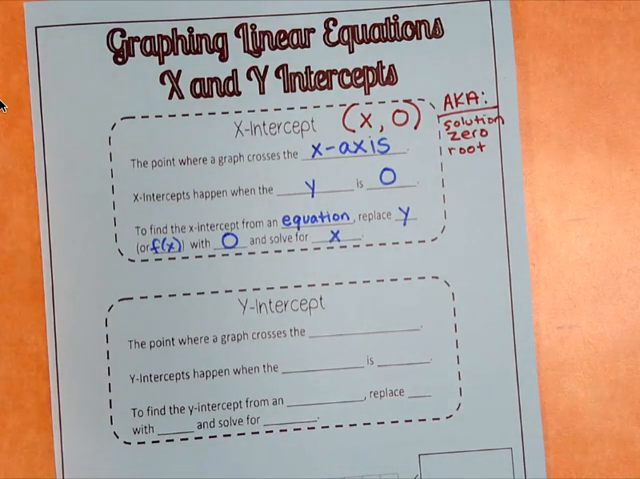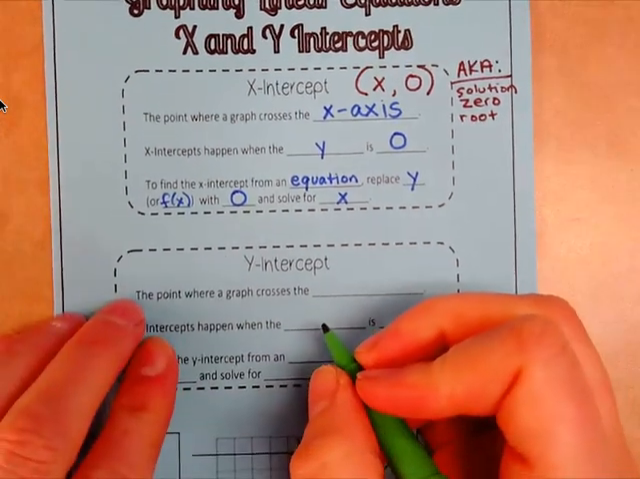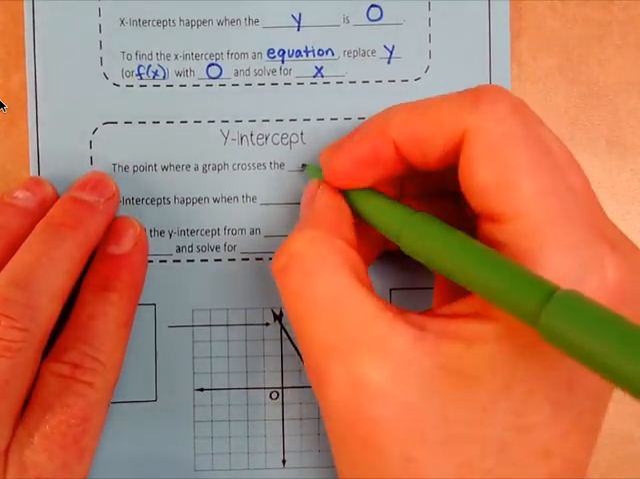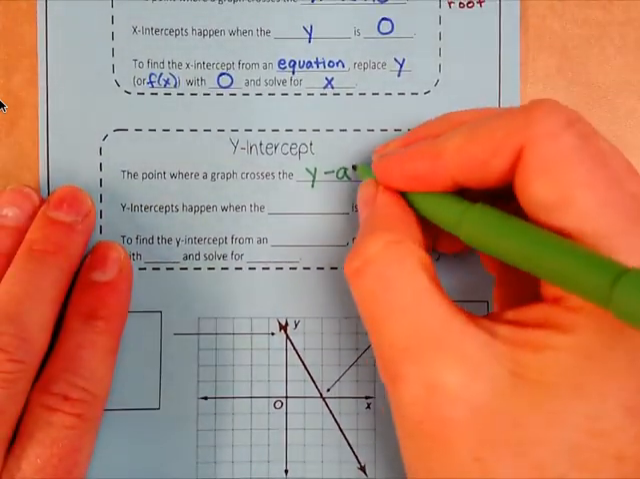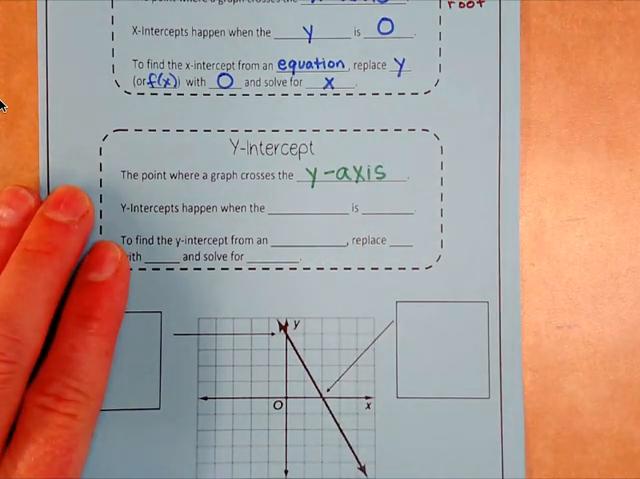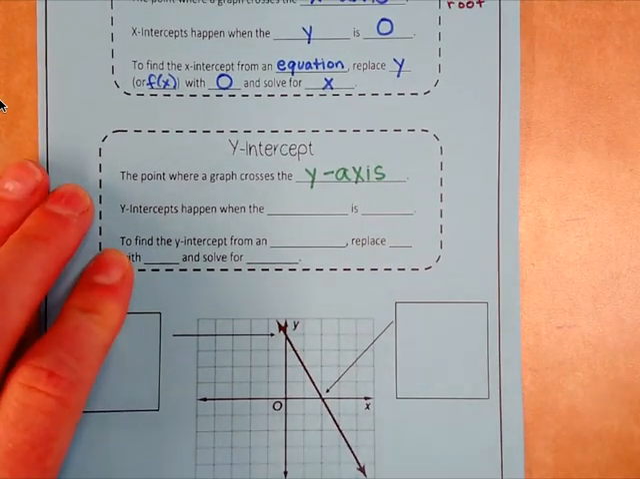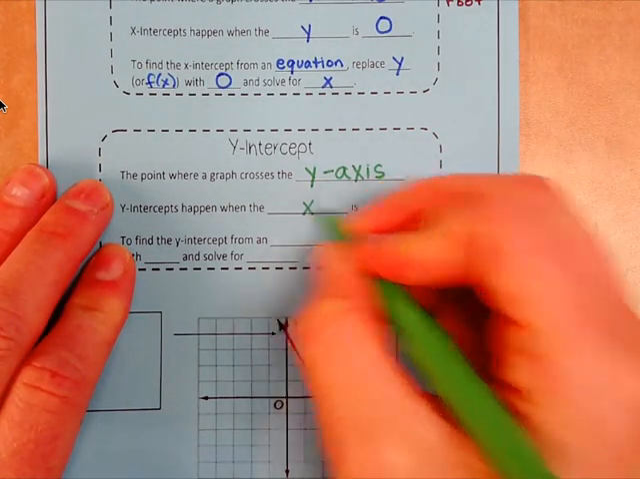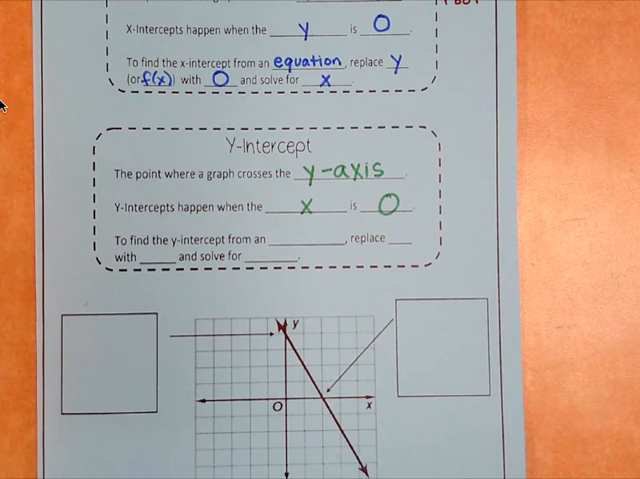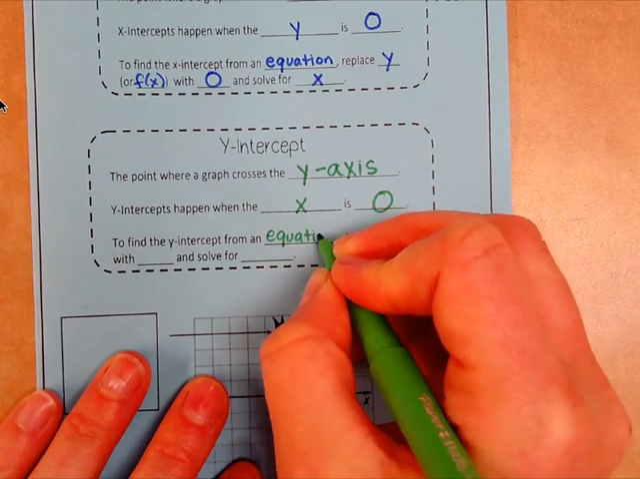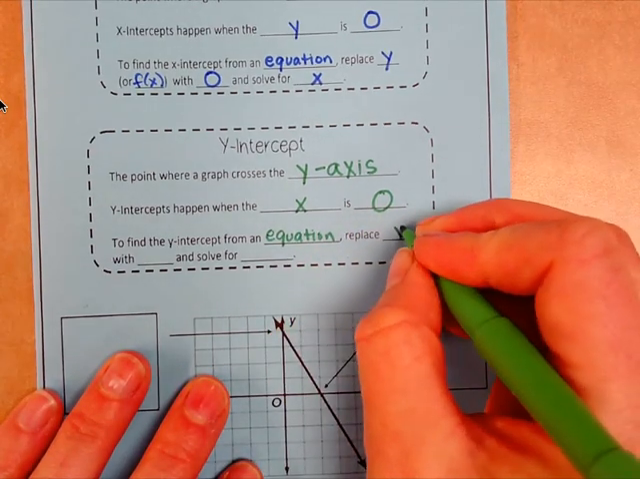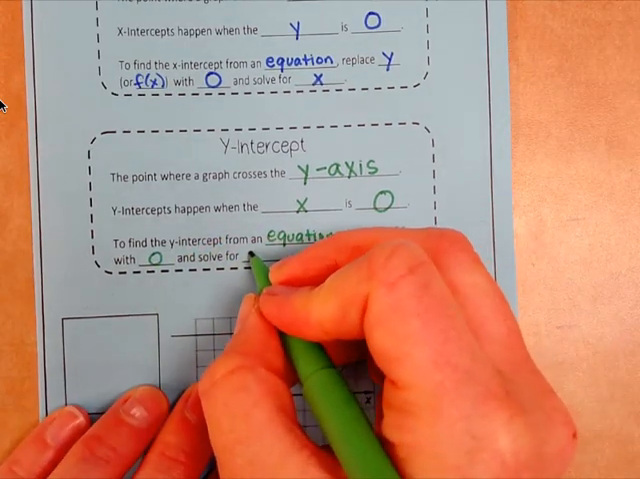Okay, let's look at y-intercept. A y-intercept is the point where a graph crosses the y-axis. Y-intercepts happen when x is 0. So to find a y-intercept from an equation, you're going to let x equal 0: replace x with 0 and solve for y.